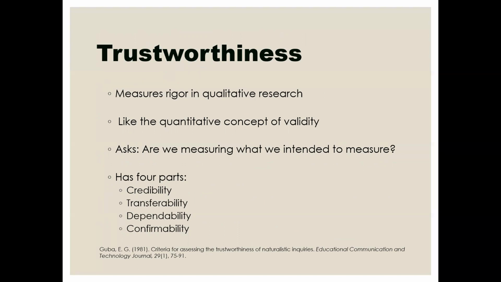So the 4 parts of trustworthiness, or qualitative quote unquote validity, are: is the research credible, have credibility? Is there transferability, dependability, and confirmability? Now they sound alike, I know. I've gotten that throughout the years, but they each mean a different thing. So we'll go through it.